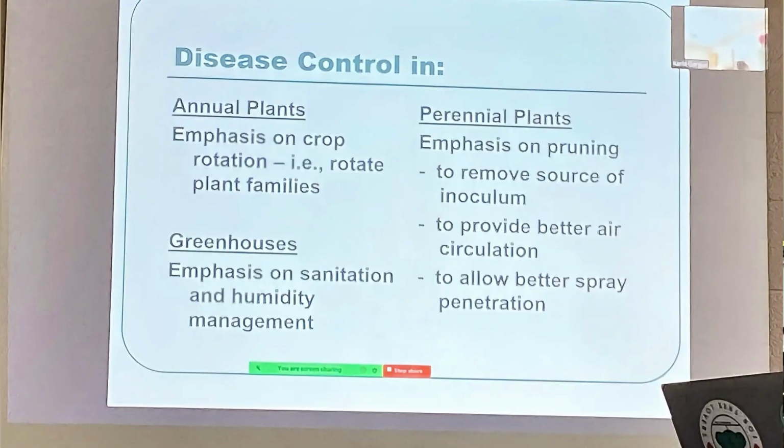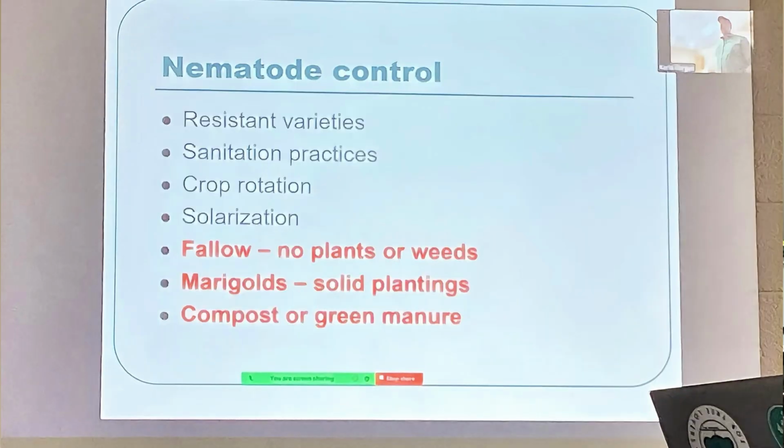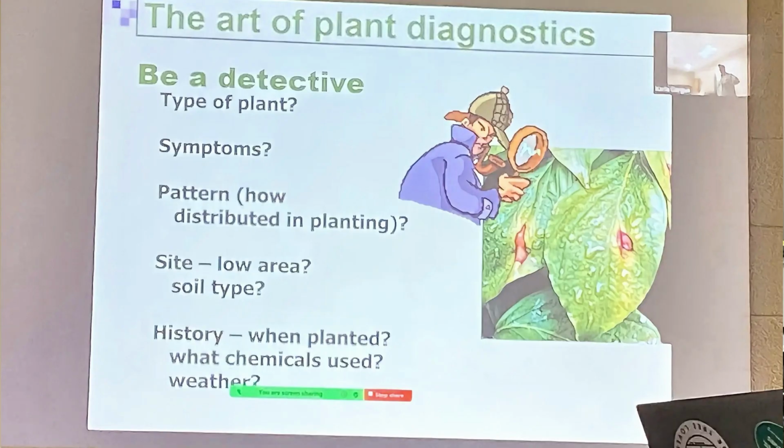And then annual plants: emphasis on crop rotation, rotate plant families. We have perennial plants: emphasis on pruning to remove source of inoculum, to provide better air circulation, to allow better spray penetration. Greenhouses: emphasis on sanitation and humidity management. Nematode control: resistant varieties, sanitation practices, crop rotation, solarization, fallow, no plants or weeds, marigolds, solid plantings, and compost or green manure. The art of plant diagnostics.